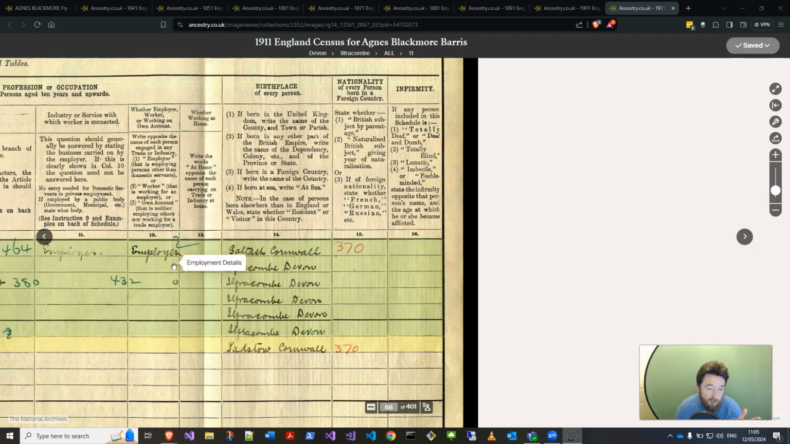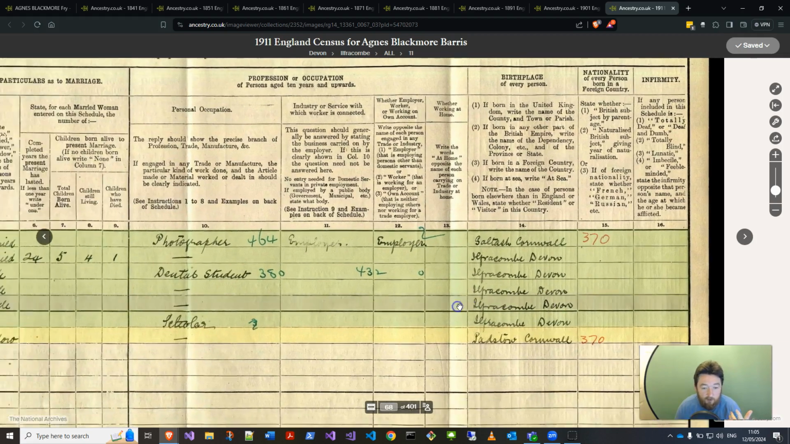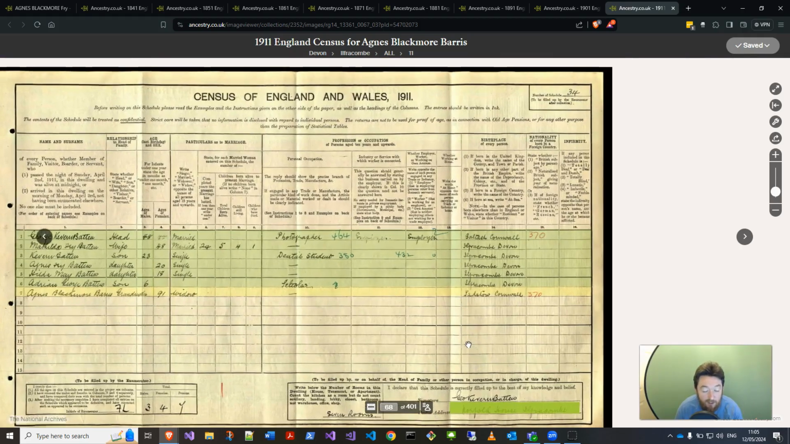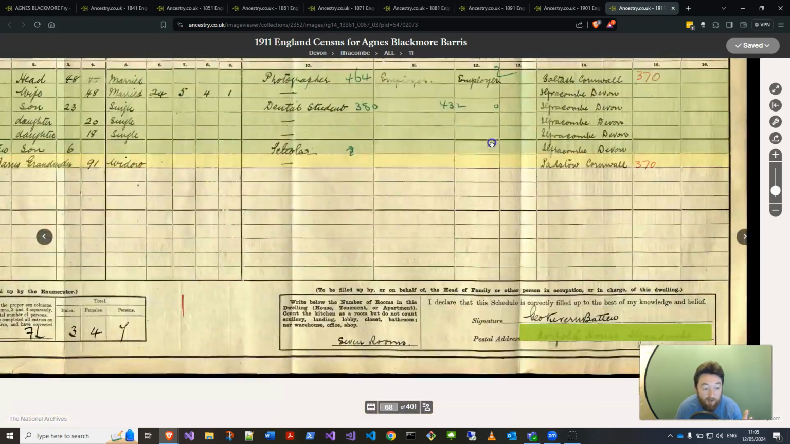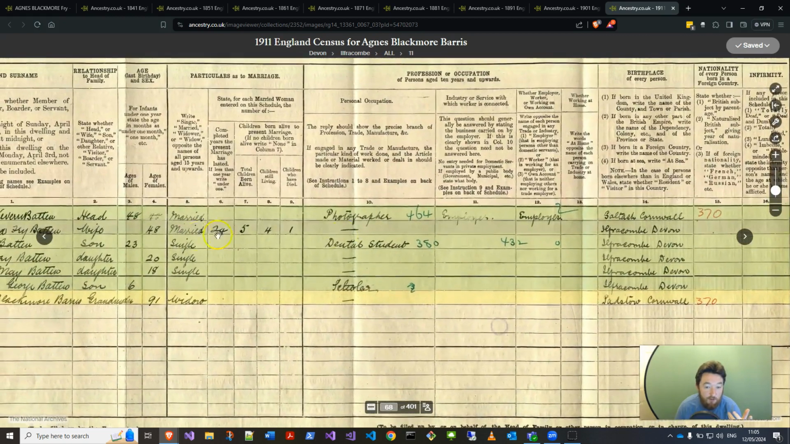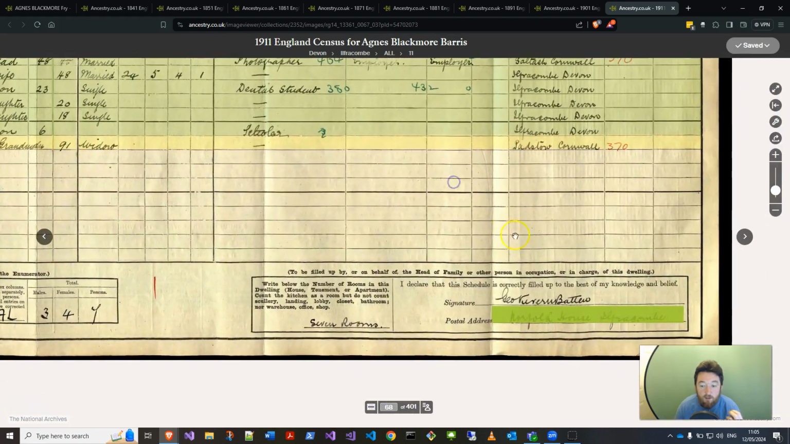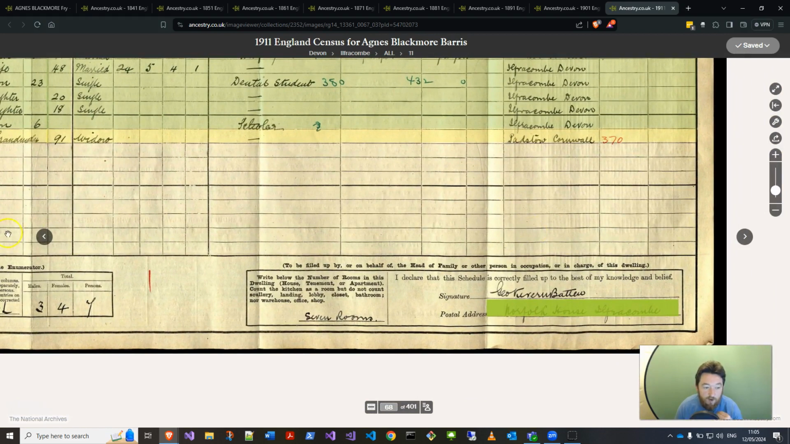Actually, I should correct something I said earlier. I talked about an enumerator. Well, actually, in this case, the 1911 census was the first that was submitted by the head of the household. So it is actually George Kevin Batten who may have got confused about these, which makes even more sense because individuals were doing it for themselves for the first time. So there's going to be so much more variation.